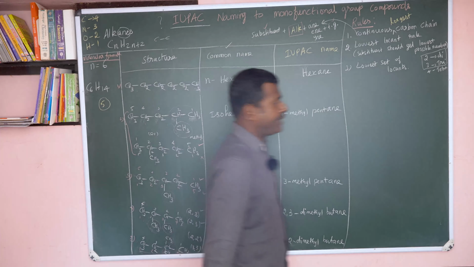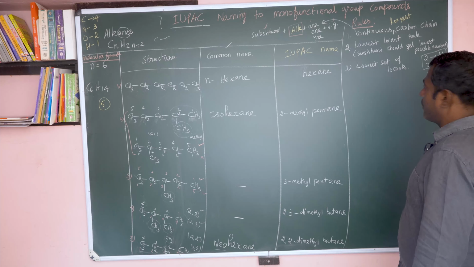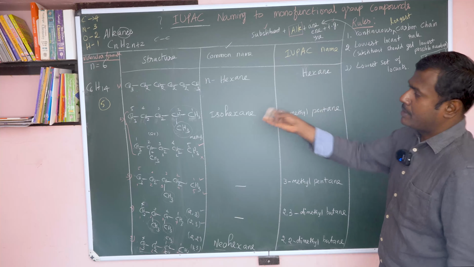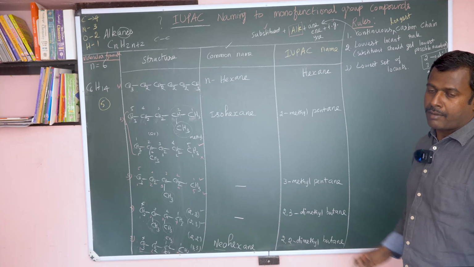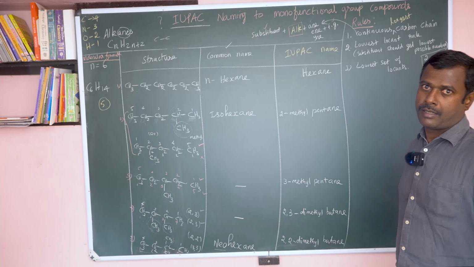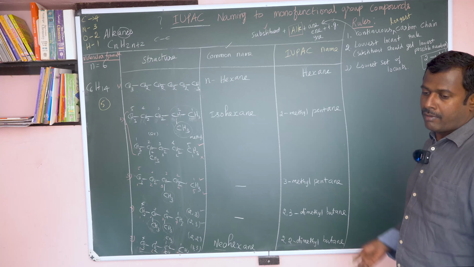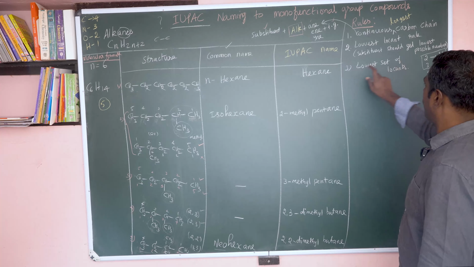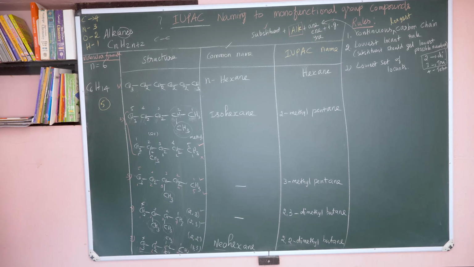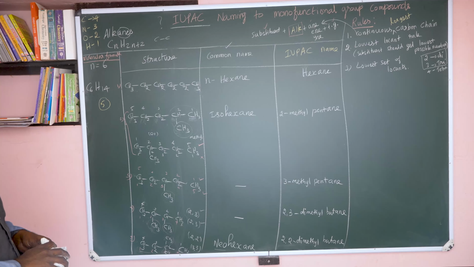While giving IUPAC names, we have to follow some rules. The most important and very first rule is, you have to find the continuous longest carbon chain. If any substituent group is present, we have to give the number to that substituent position, always the lowest number. If there are 2 substituent groups, for those 2 groups also we have to give the lowest set of locants. So like this we can give the IUPAC names to all the alkanes based on the rules.